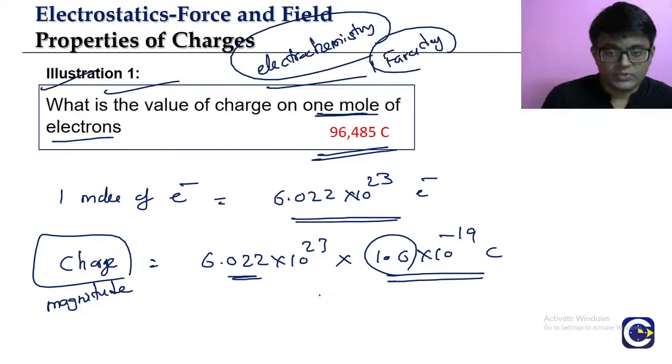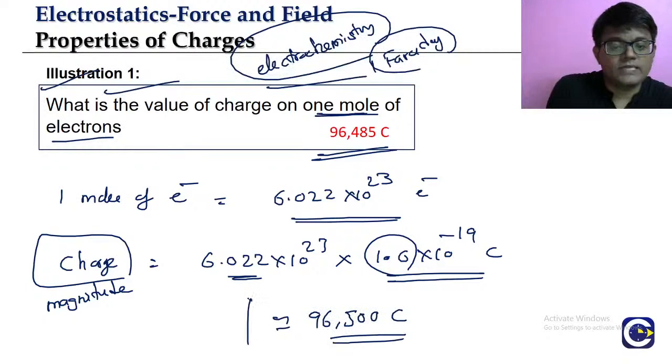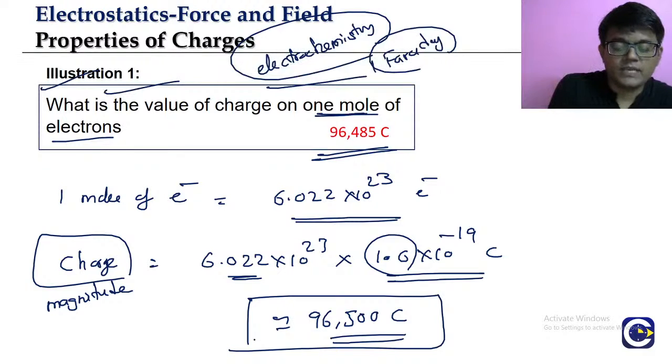96,500 coulombs. Okay, so what is the actual value? 96,485 coulombs, but what we will take it as approximately is 96,500 coulombs while solving problems. Okay, so we will use this conversion. 1 Faraday will be equal to what?